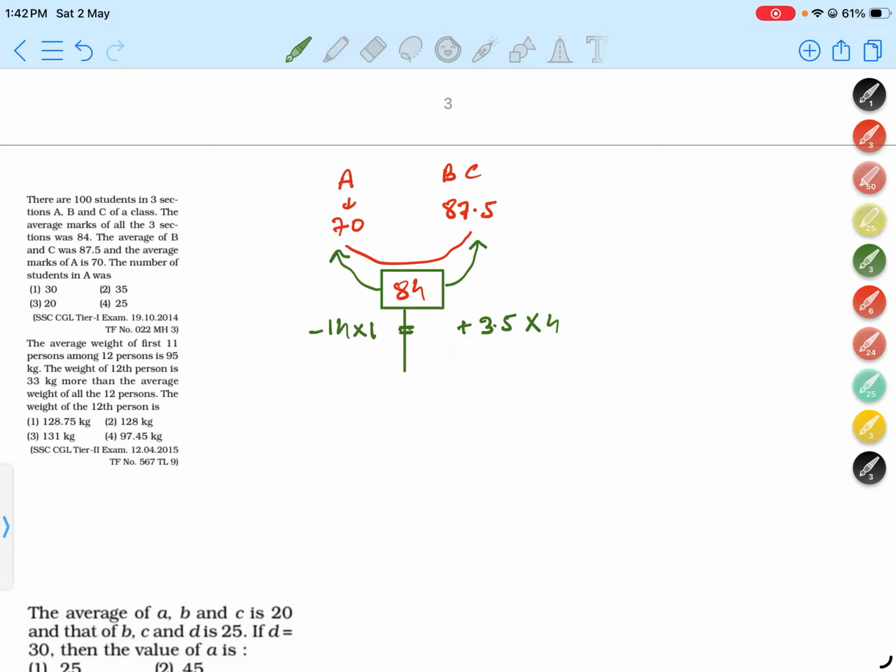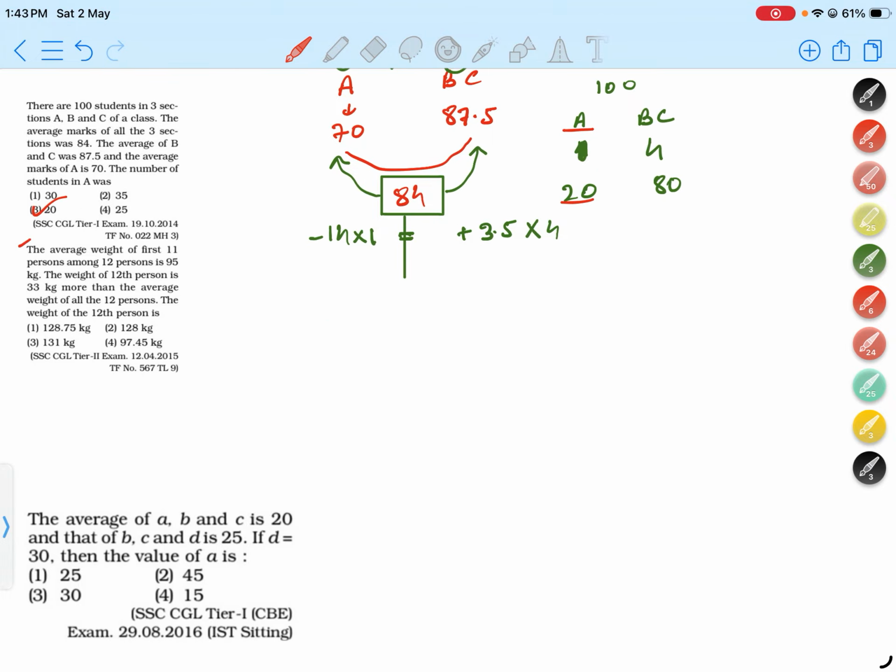So the A part will be 1 part, while BC combined will be 4 parts. Now since we are given that there are a total of 100 students, if we divide 100 students in the ratio of 1 is to 4, then 1 part will be 20 and 4 parts will be 80. Since we are asked the value for A, the correct answer will be option number 3, 20.